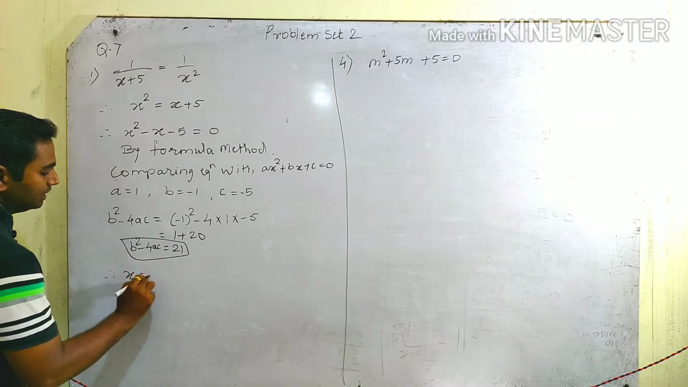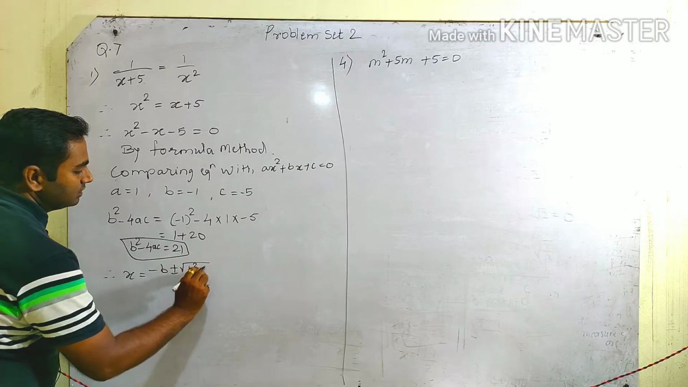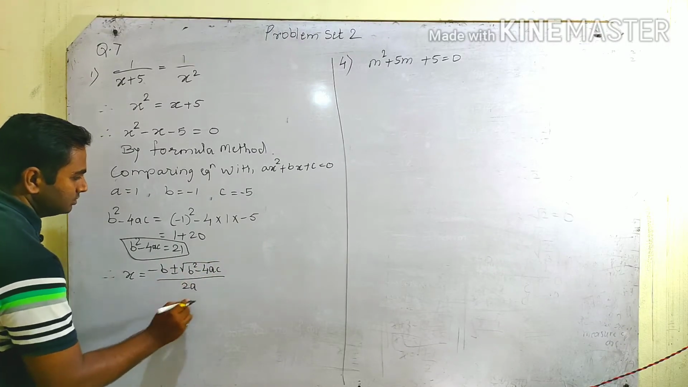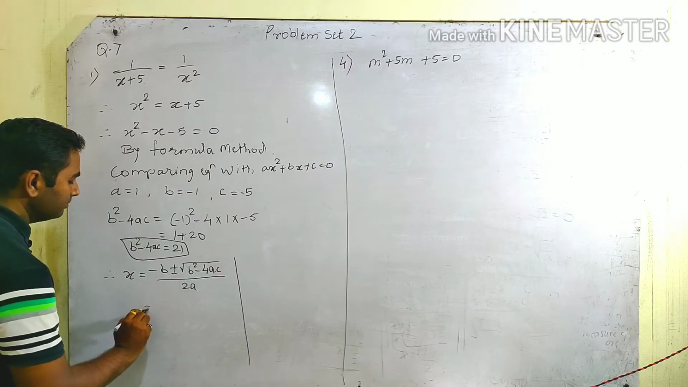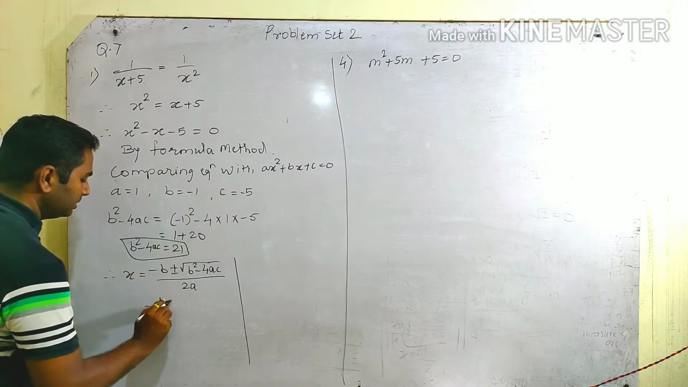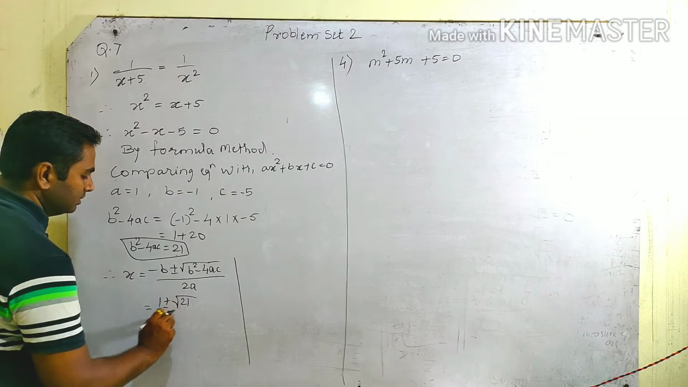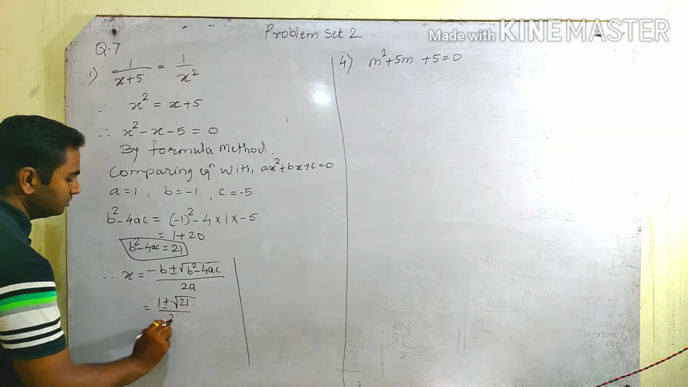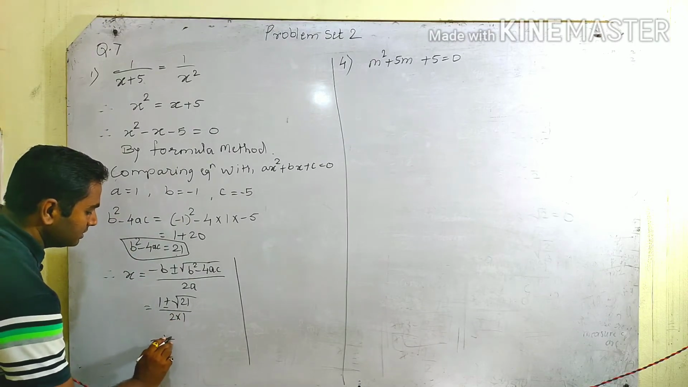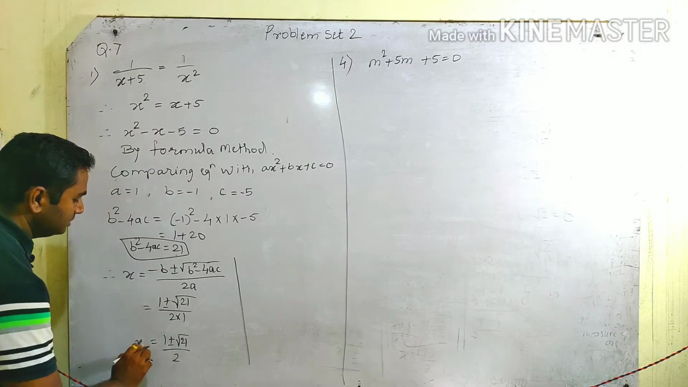Okay, now we use the formula. Therefore what is the formula? X is equal to minus b plus minus under root b square minus 4ac upon 2a. So in this formula we put the values of a, b, c. So minus b, that is the 1, plus minus under root b square minus 4ac is 21 upon 2a, that is the 2 multiply 1. Okay, so 1 plus minus under root 21 upon 2, so that is the value of x.